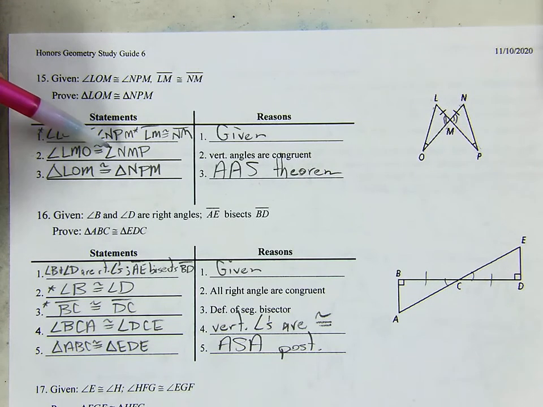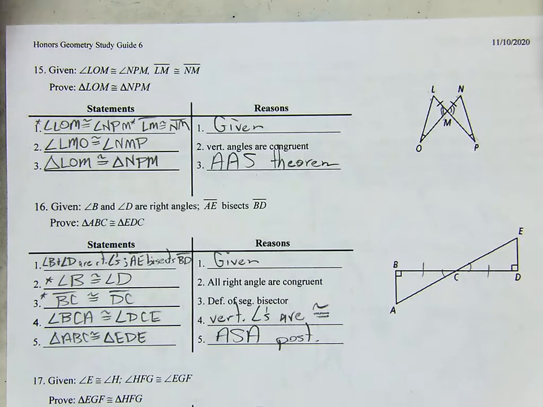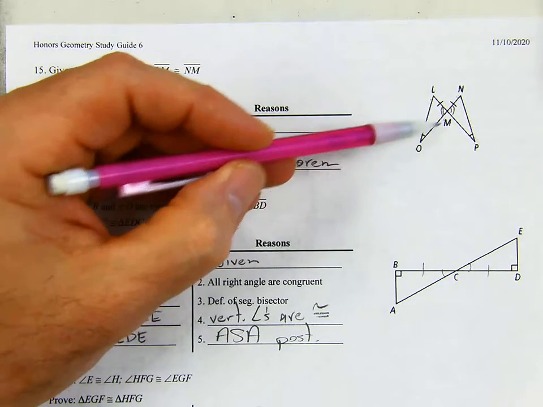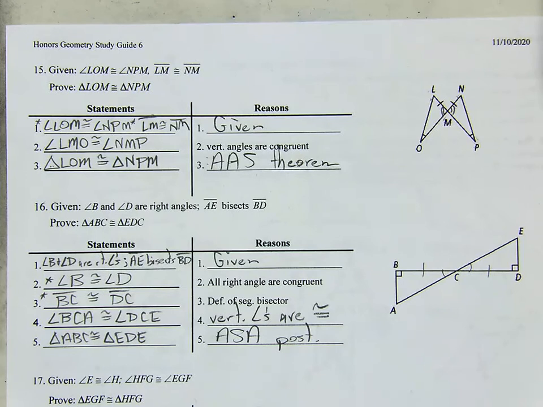So I put LMO is congruent to NMP, vertical angles are congruent. And then that's my third piece of information. 1, 2, 3. 3 things that are congruent. These triangles are congruent by angle, angle, side theorem. Angle, angle, side, angle, angle, side. That's a theorem. The others are postulates.